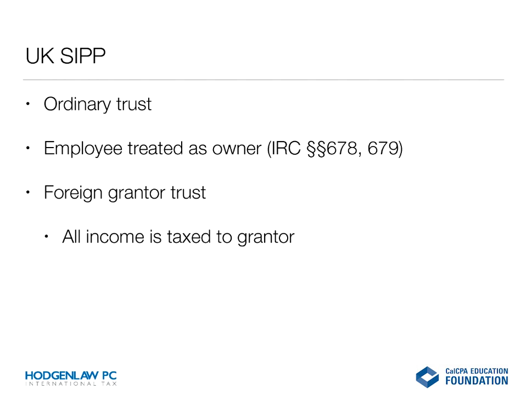How about the UK SIP? Well, it's an ordinary trust, so we apply the ownership rules for the ordinary trust in sections 672 to 679. I'm not going to list all of them, so I'll just tell you the sections that would make the UK SIP the employee and owner of the UK SIP.